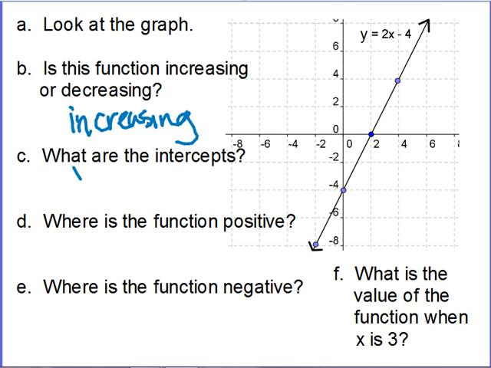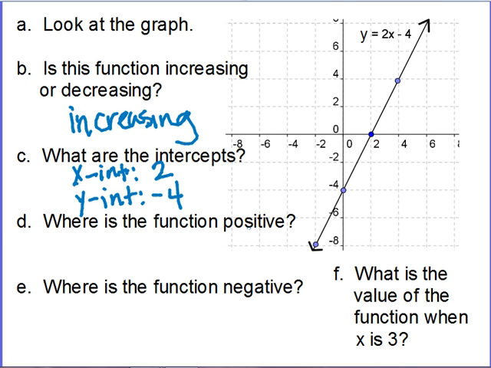What are my intercepts? What's my x-intercept? Where does it cross the x-axis? Well, it crosses right here at 2, so my x-intercept is 2. And how about the y-intercept? Where does it cross the y-axis? Down here at negative 4, so my y-intercept is at negative 4.